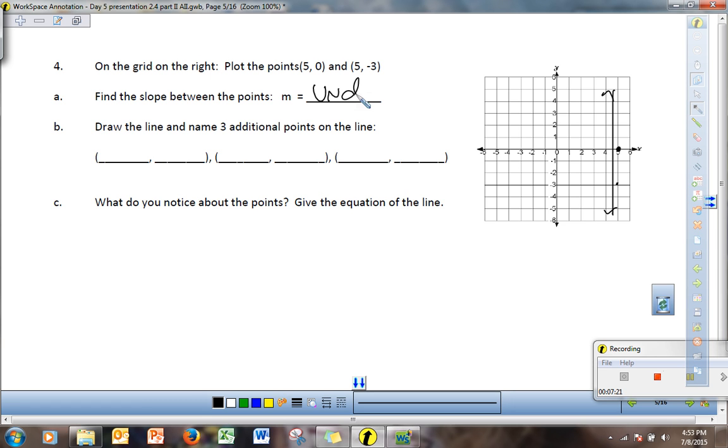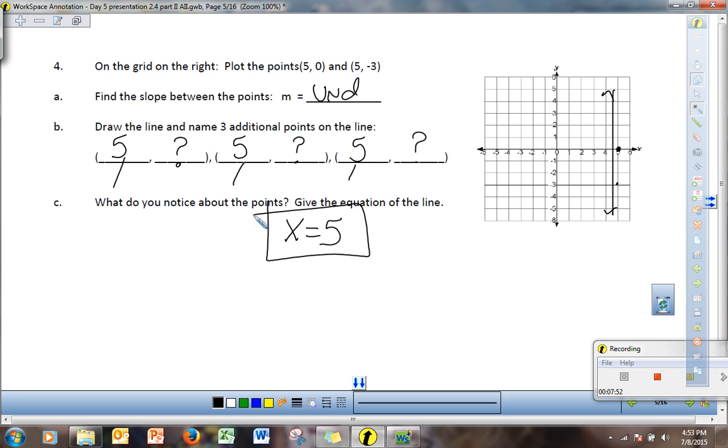If I had you list some points, you should say 5, and there will be some value. Another point would be 5 and some value, and 5 and some value. It could be whatever: 5, 0, 5, 1, 5, 2, 5, 3, 5, 4. The bottom line, though, all of my x values are 5. So there's the equation.